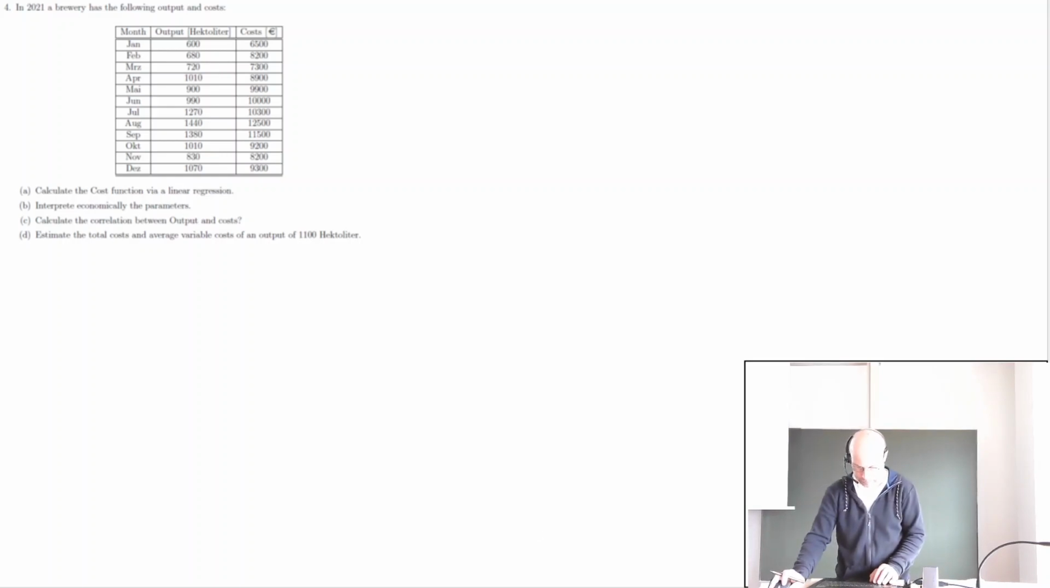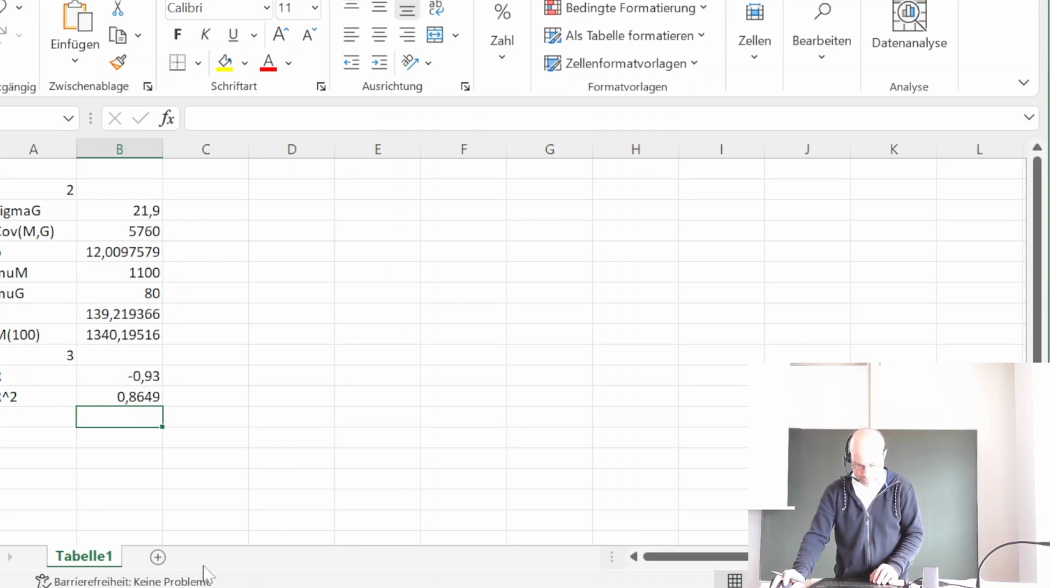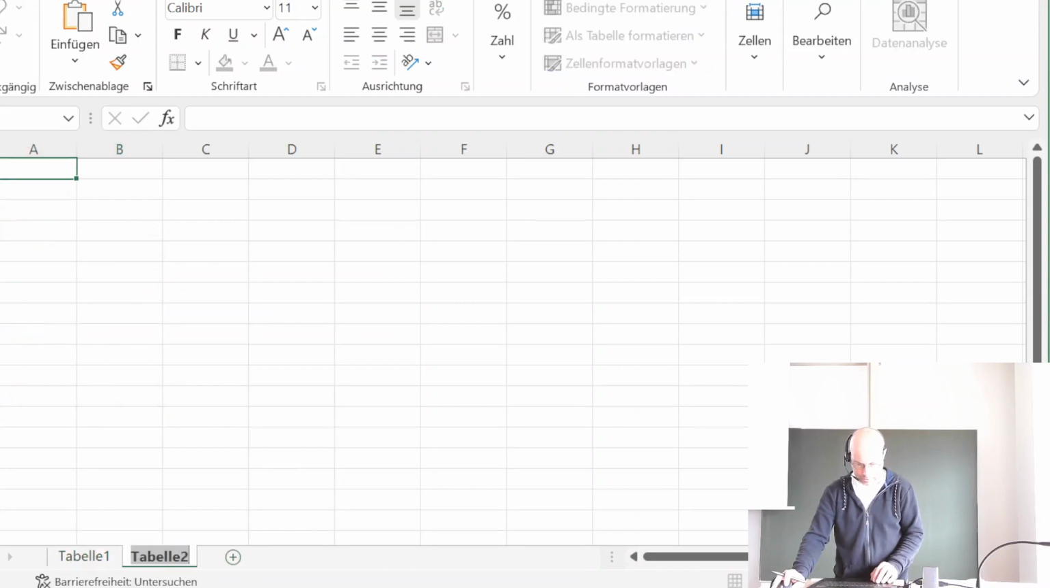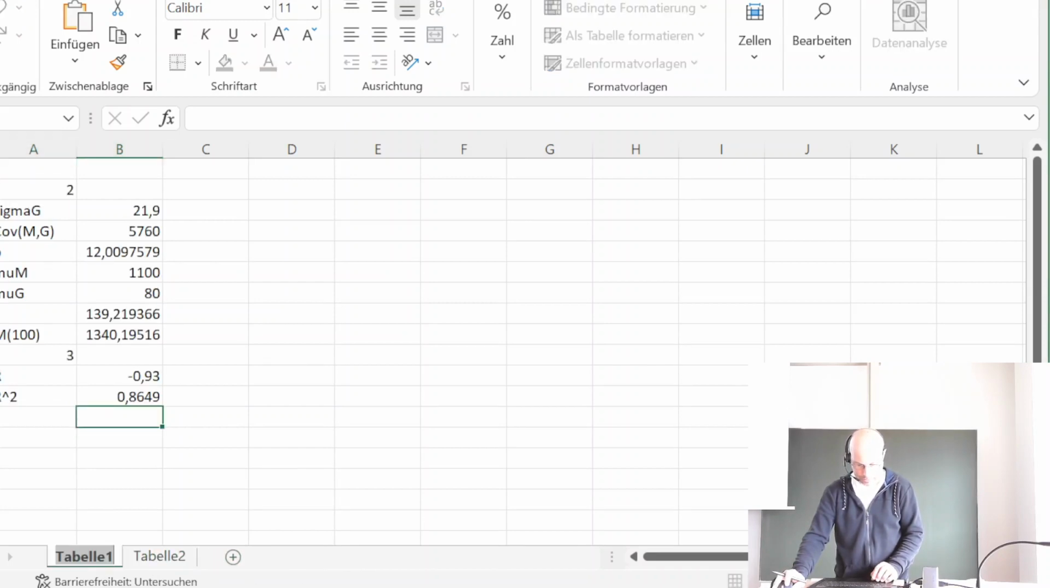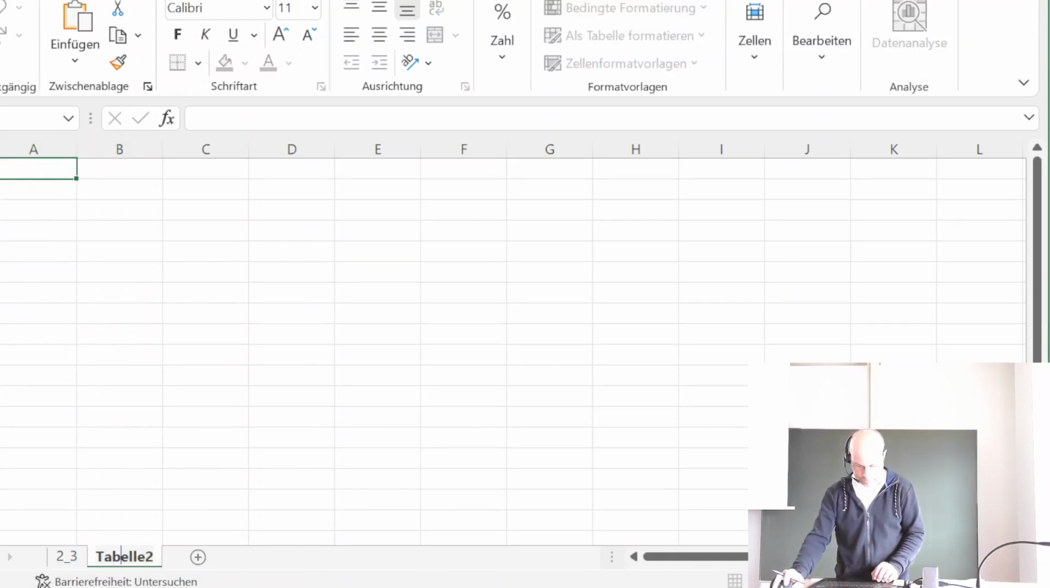Okay, this we do also within some tables. So these were 2 and 3, and this is then 4.